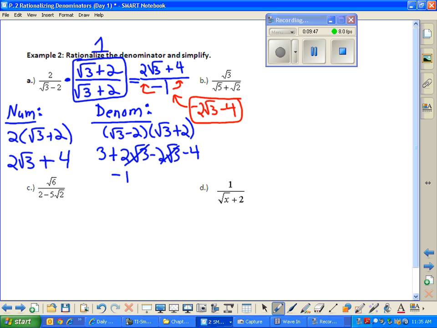Negative 2 root 3 minus 4. So that's the process. Just to summarize, step 1, you identify the conjugate. Step 2, you multiply top and bottom of that fraction by the conjugate. You usually have to distribute through the top and then FOIL through the bottom. Reduce at the very end.